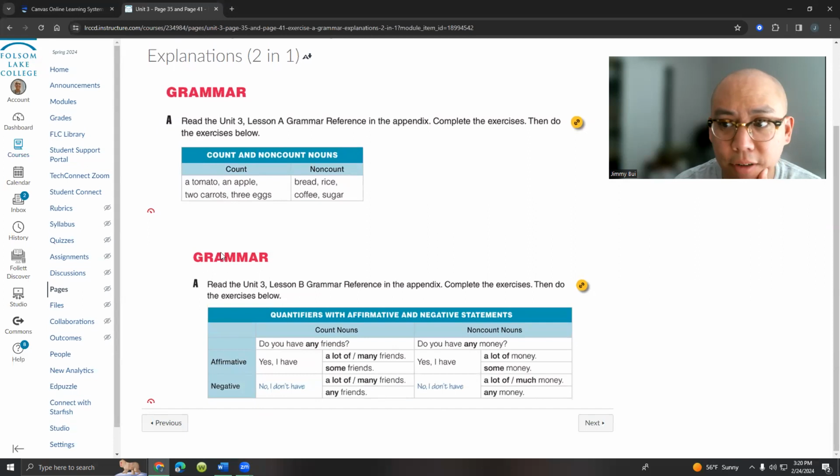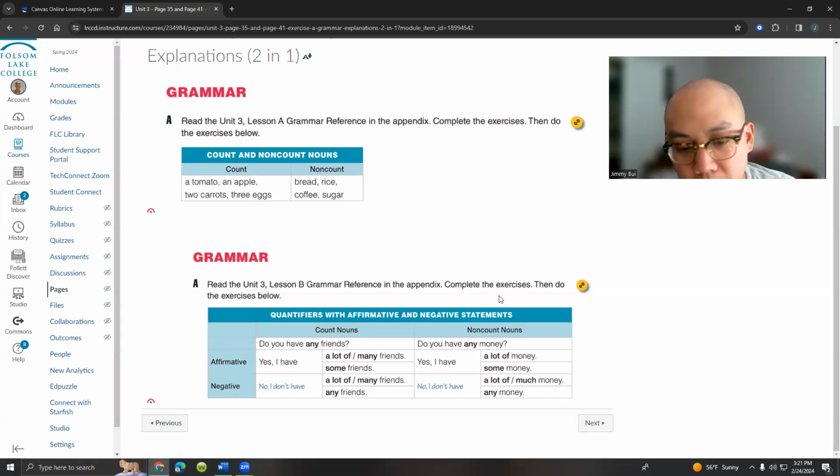So this kind of continues into page 41. So count nouns, affirmative and negative statements. Starting here, do you have any friends? Yes, I have a lot, many friends, some friends. No, I don't have a lot of or many friends, or any friends. Do you have any money? Yes, I have a lot of money. Yes, I have some money. No, I don't have a lot of money. No, I don't have much money. No, I don't have any money.